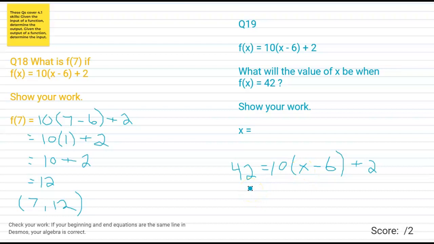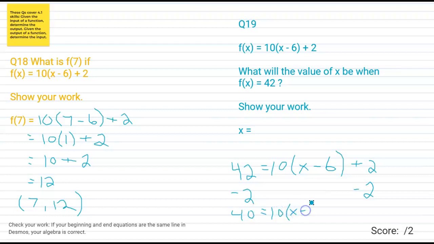So what I would probably do first is I like getting rid of this 2. So since this is plus 2, the opposite of plus 2 is minus 2. So let's subtract 2 from both sides. And that's going to leave us with 40 equals 10 times (x minus 6).